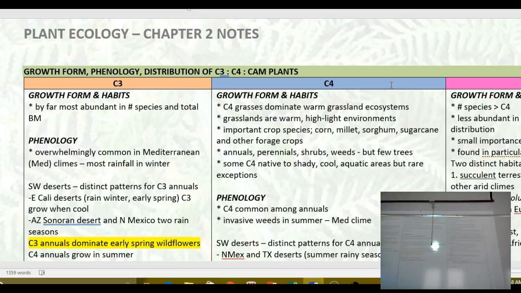Succulent terrestrial plants in deserts and other arid climates. Here's where we see something that's referred to as convergent evolution in families like Cactaceae, Agavaceae, Euphorbiaceae, Crassulaceae. They're rare in the hottest, driest deserts like Death Valley or the Sahara in North Africa. We're likely to find C3 or C4 plants, but why?